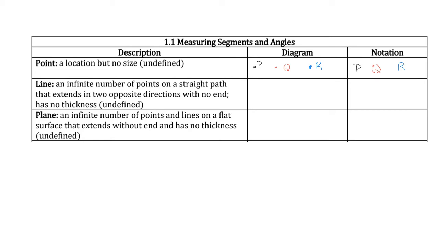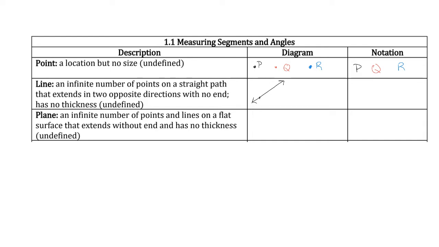Now a line is an infinite number of points on a straight path that extends in two opposite directions with no end, and it has no thickness. It's something that never ends, so you'll see the arrows going in both directions. And it has an infinite number of points on it, so there could be 100, 1,000, all the way to infinity points.